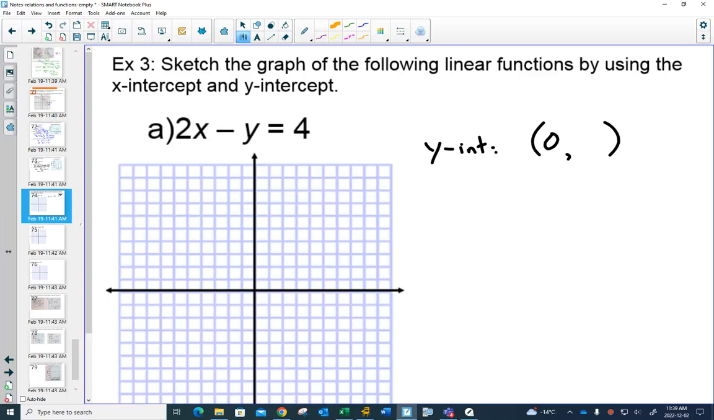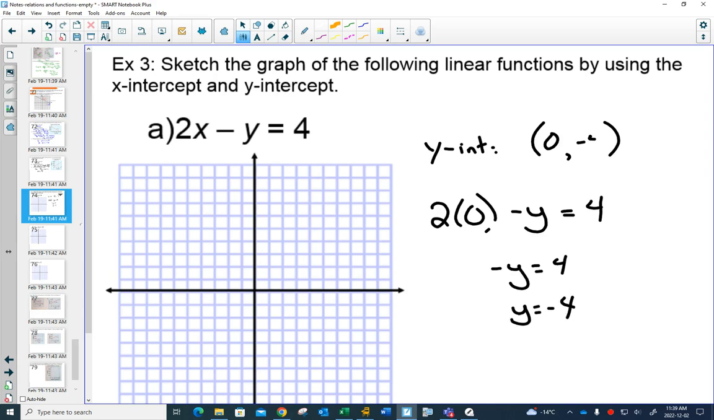So I can go to the equation and say, I know that x is 0. I don't know what y is, but I know it's supposed to equal 4. So negative y would equal 4, and multiplying both sides by a negative, y would equal negative 4. We can draw that point, labeled (0, -4).